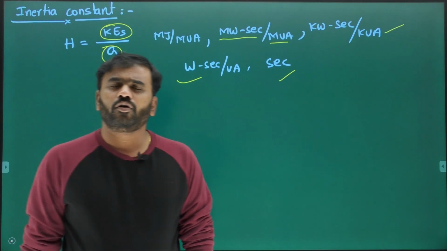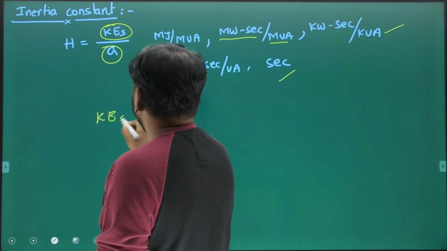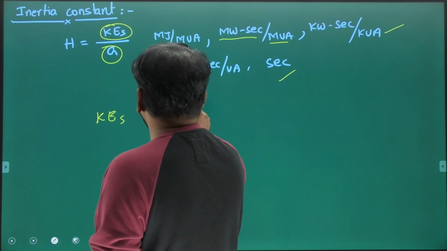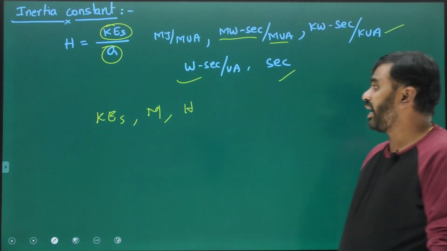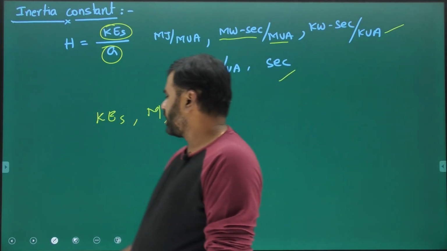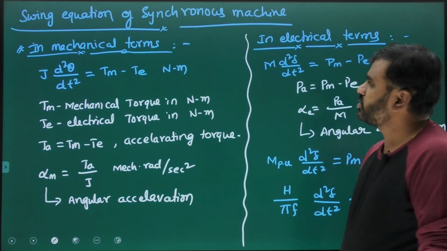Okay, clear? So basically we have what? Kinetic energy, momentum, and what? Inertia constant. These are the three things which are very, very important, and the relations also. Clear? The next important thing in stability is the swing equation of a synchronous machine.